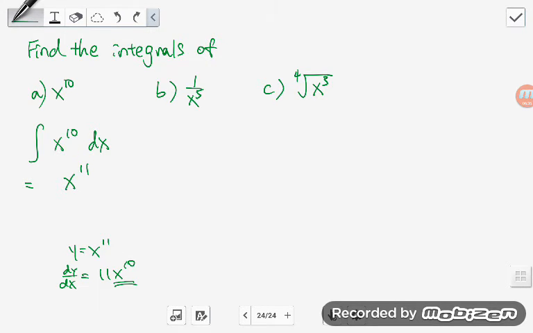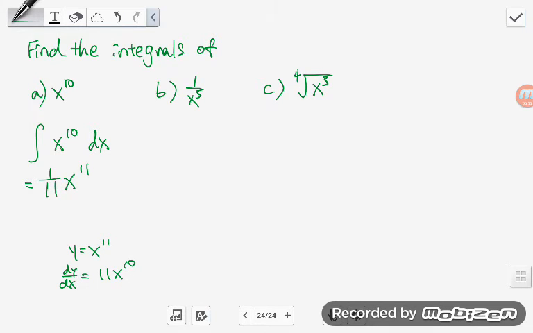However, the 11, I don't want that, right? I don't want that. So I need to somehow have something in the front to take care of the 11. So how can I do that? Easy. Put a fraction.